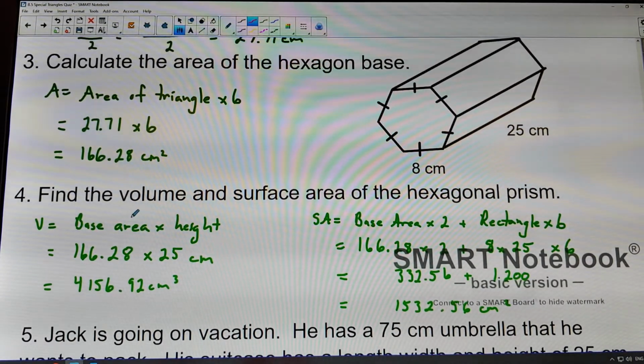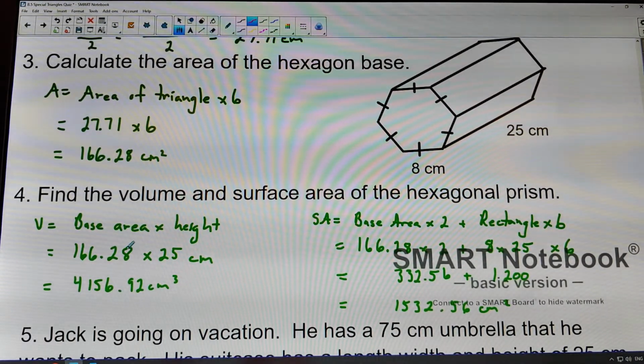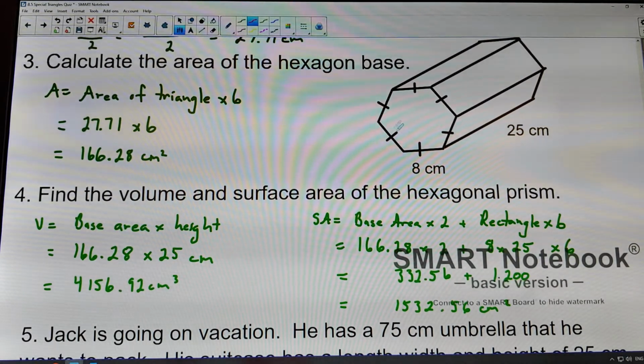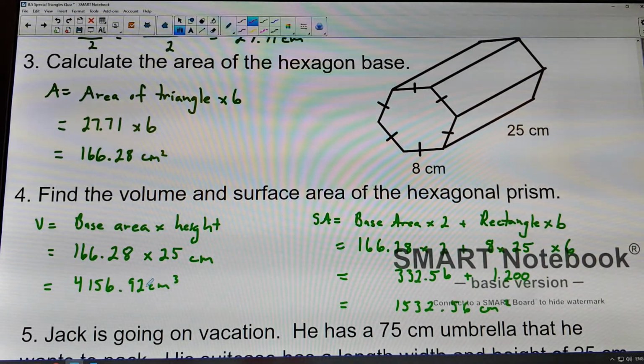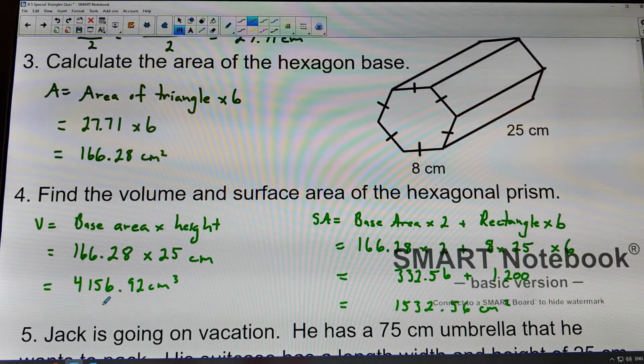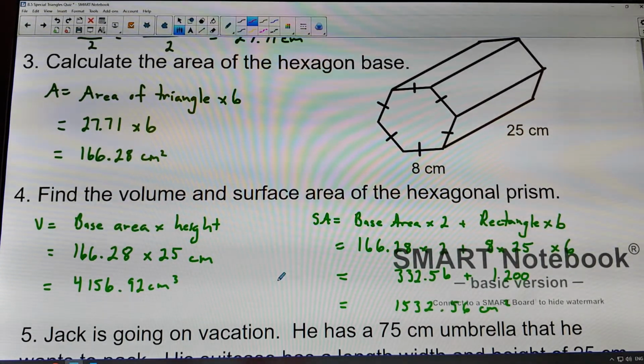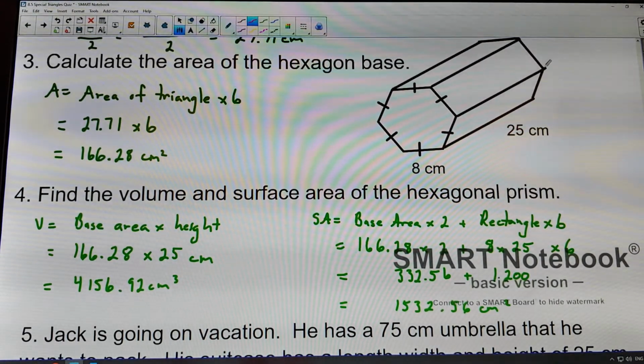And again, it's the length or height of the entire prism when it's sitting on this end. So area of the base, we just calculated it. It's 166.28. So that's this. Multiplied by how tall the whole thing is, 25 centimeters. And that gives you the volume, all the space on the inside, 4,156.92 centimeters cubed.